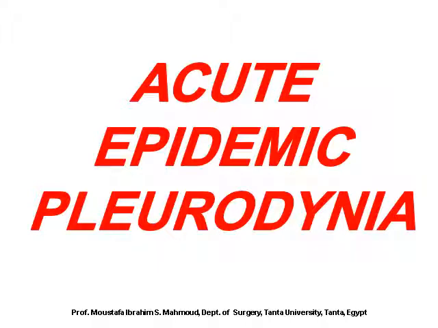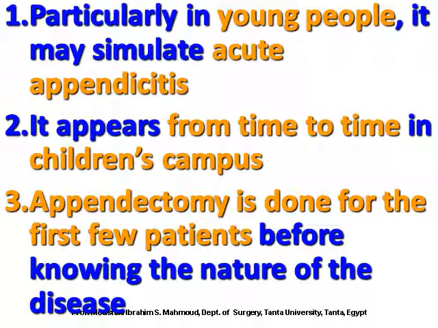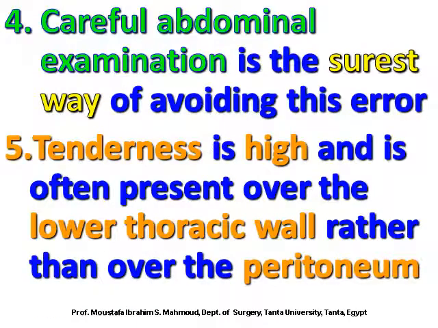Acute epidemic pleurodenia. Particularly in young people, it may simulate acute appendicitis. It appears from time to time in children's campus. Appendectomy is done for the first few patients before knowing the nature of the disease. Careful abdominal examination is the surest way of avoiding this error. Tenderness is high and is often present over the lower thoracic wall rather than over the peritoneum.